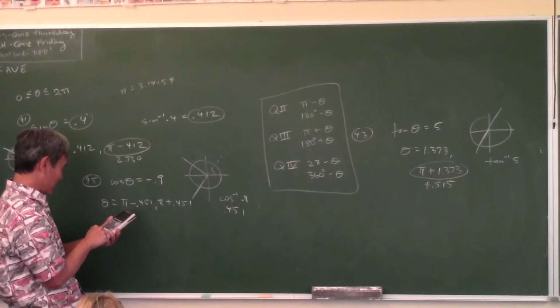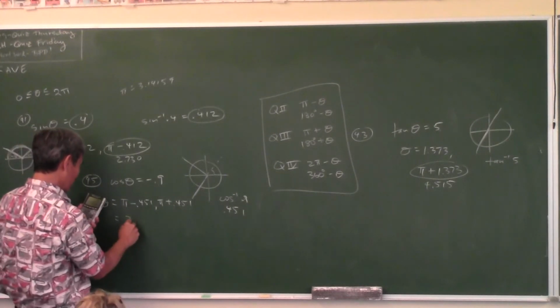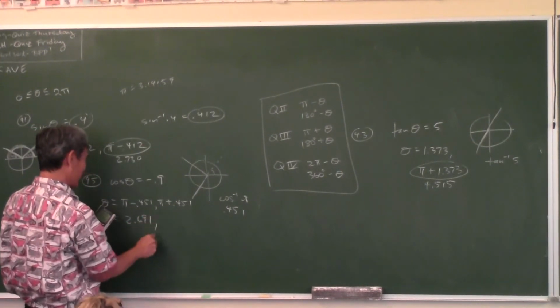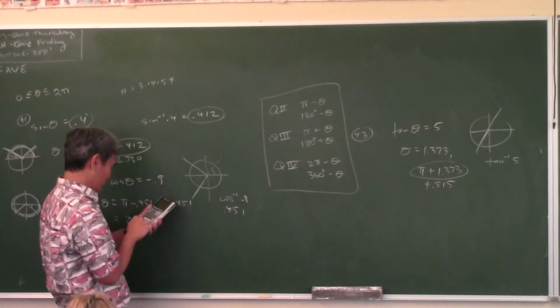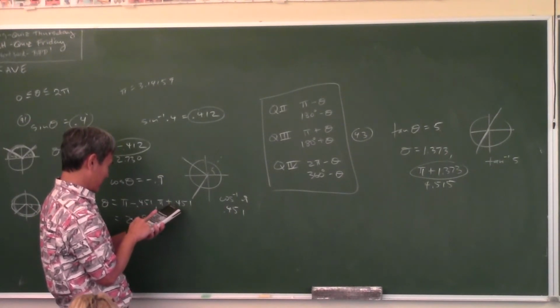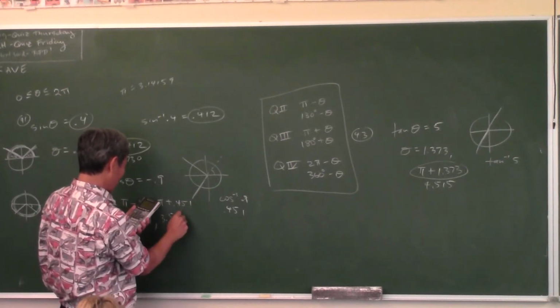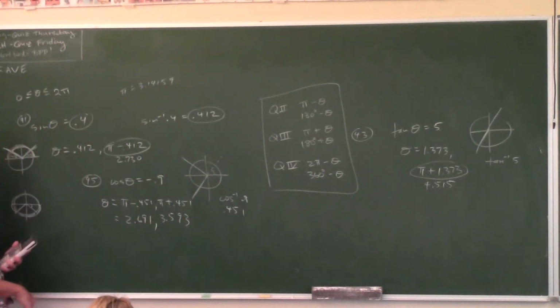Okay? So if you punch this in on your calculator, 3.14159 minus 0.451, 2.691. And then this one, 3.14159 plus 0.451, 3.593. Those are your 2 answers. Okay, you got the hang of it? Okay, I'm going to give you one more problem.